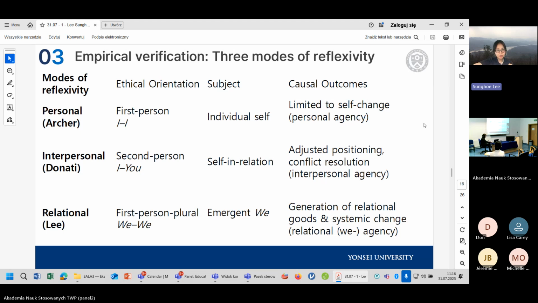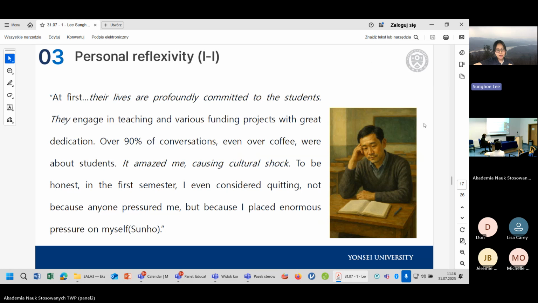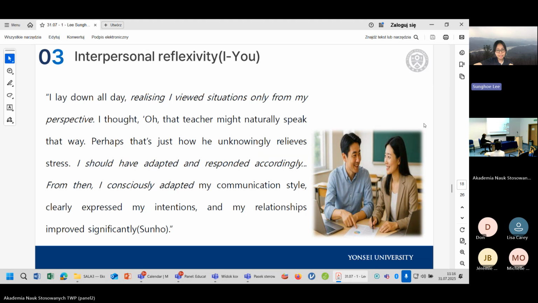Next, please. This is personal reflexivity. I will skip reading the quotes of personal and interpersonal reflexivity due to the time limit. Please skim through it. Next page, interpersonal reflexivity.